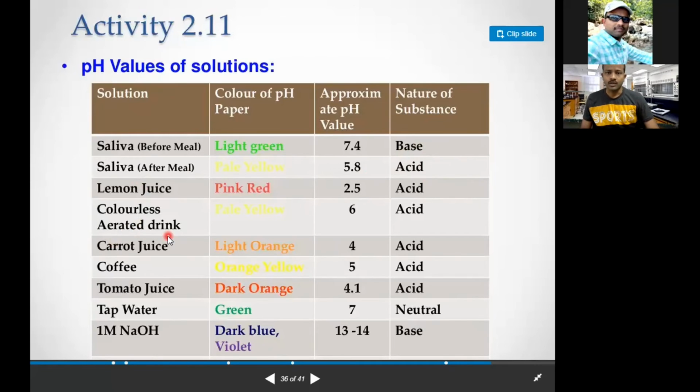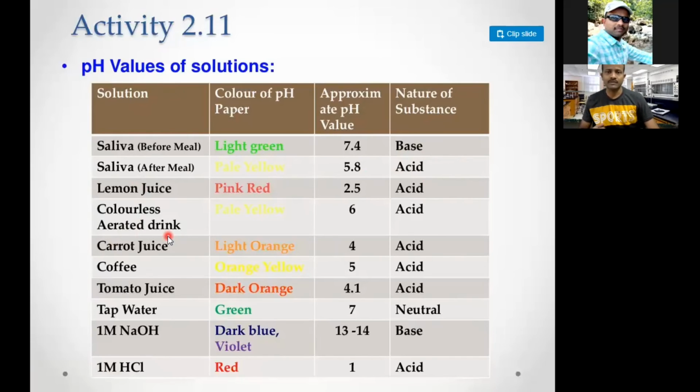Colorless aerated water. You take Sprite, 7 Up, something colorless. Why? Because if you take a colored drink, you cannot observe the color change. That's why we are taking a colorless aerated drink. So what are the examples of colorless aerated drinks? Sprite, Thums Up, right?